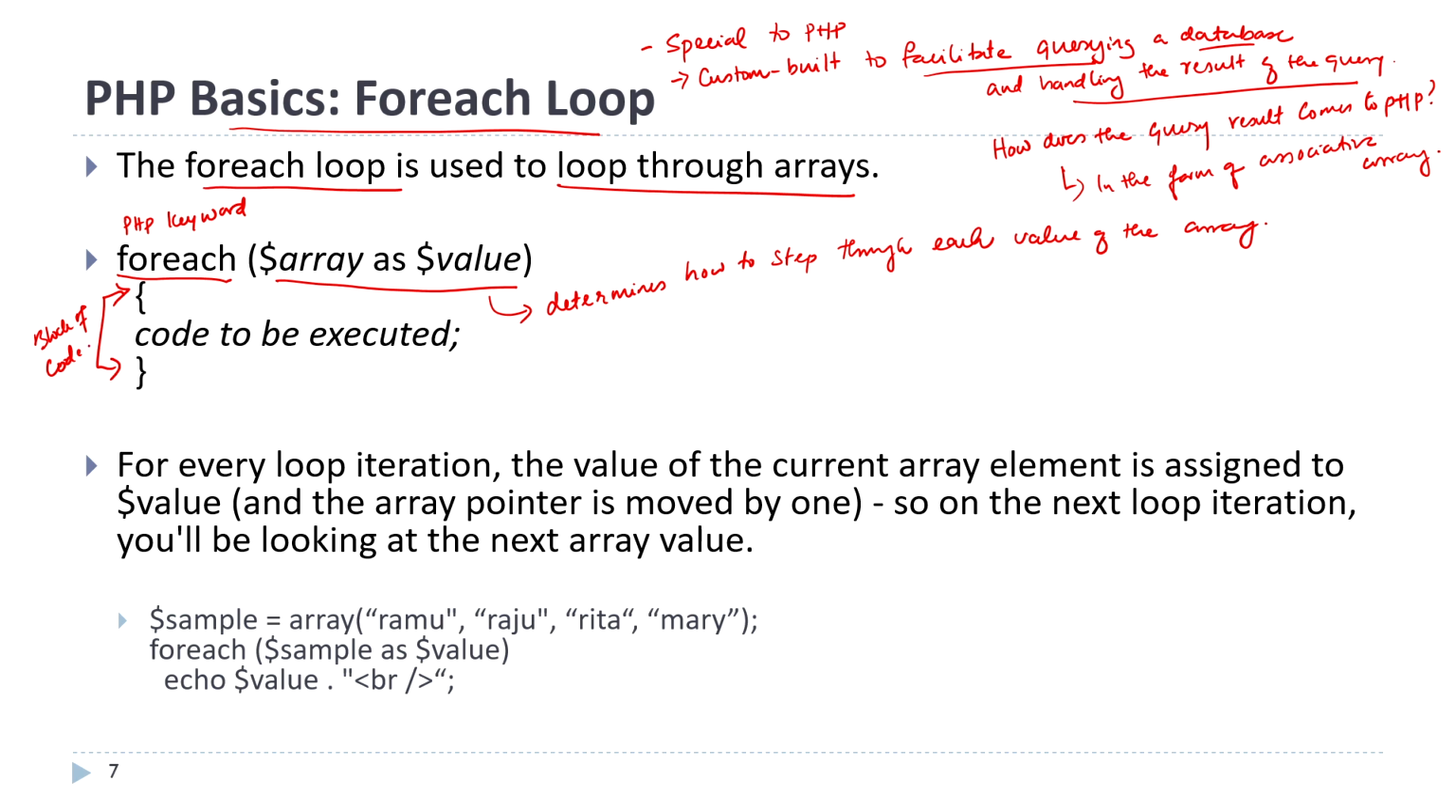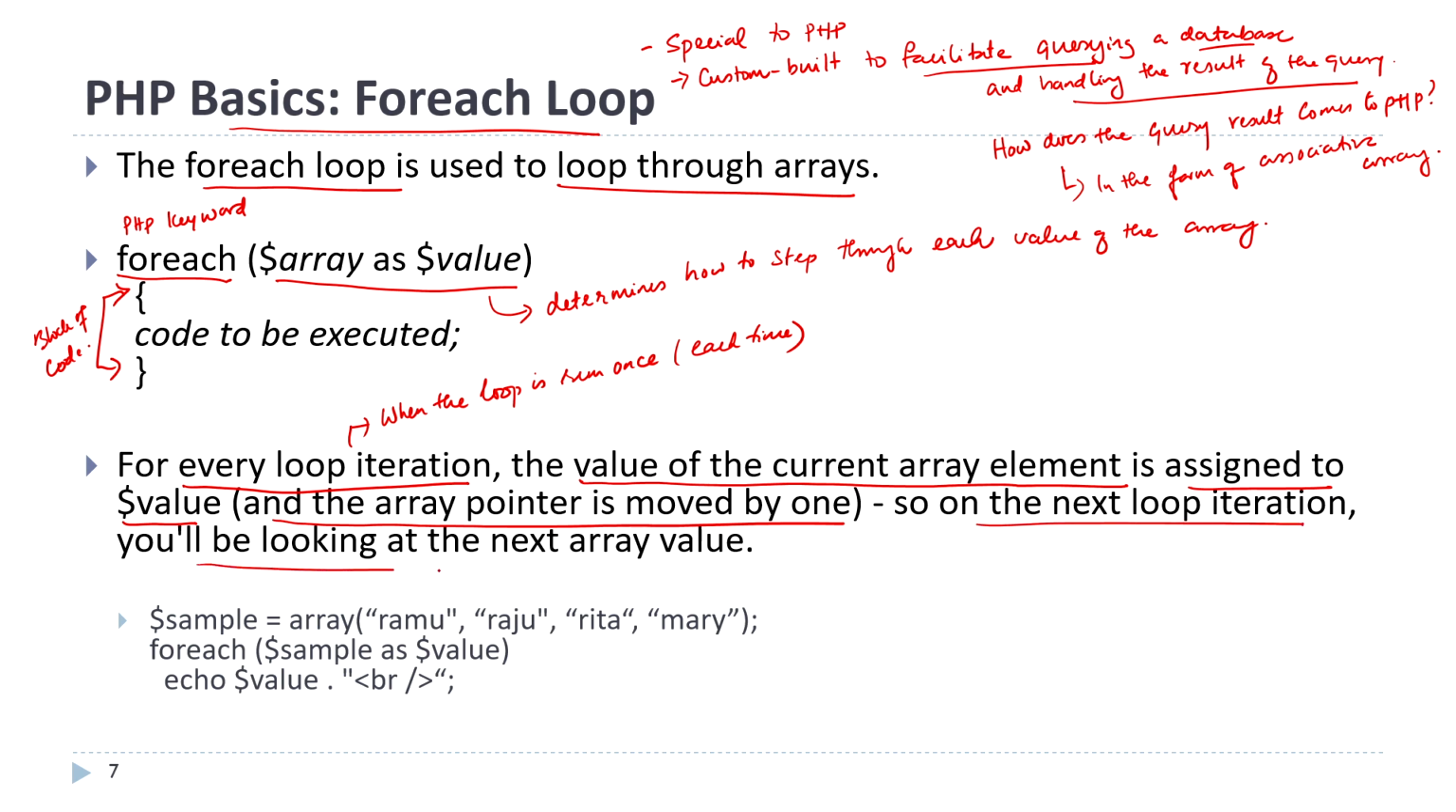So, how does this logic work? For every loop iteration, for each one run of the loop, the value of the current array element is taken. Whatever the current array element is, it gets assigned to $value, and then the array pointer is moved by 1. So the pointer moves to the next one, so that at the next loop iteration you will be looking at the next array value.